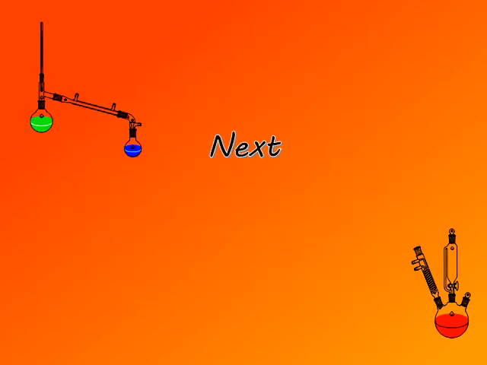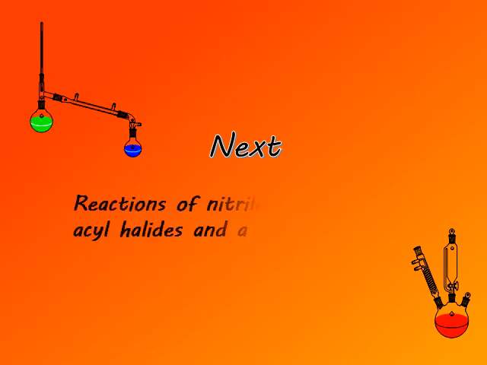This completes part 4 of our study of carboxylic acids and derivatives. And next, in the final part, we are going to cover reactions of nitriles, preparation of acyl halides, and we are going to do a summary of the chapter.